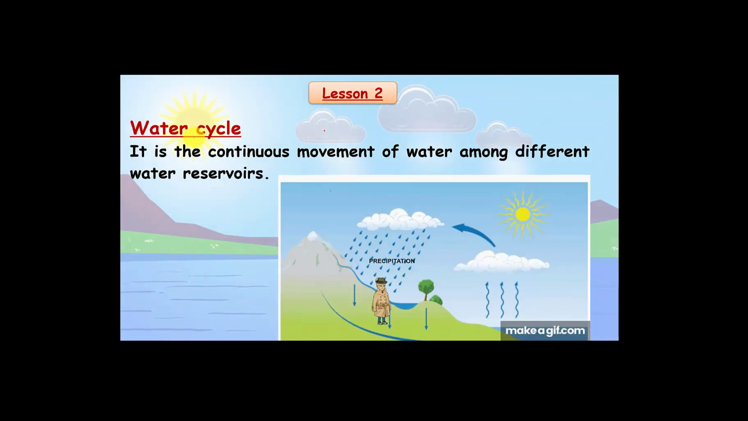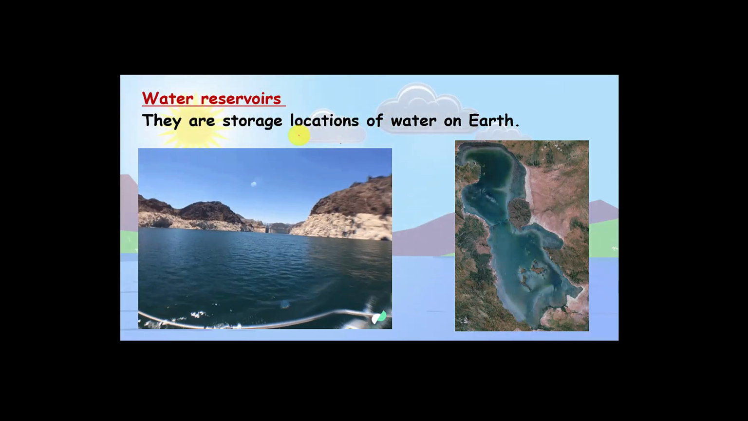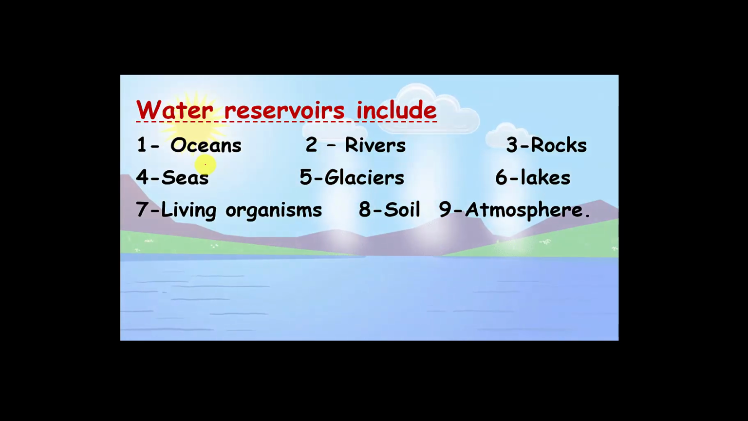In lesson 2 we will talk about the water cycle. As we talked in the previous lesson, it is the continuous movement of water among different water reservoirs. Reservoirs mean places at which water can be kept on the earth. Here, water reservoirs are storage locations of water on earth. Water reservoirs include oceans, rivers, rocks, seas, glaciers, lakes, living organisms, soil, atmosphere.